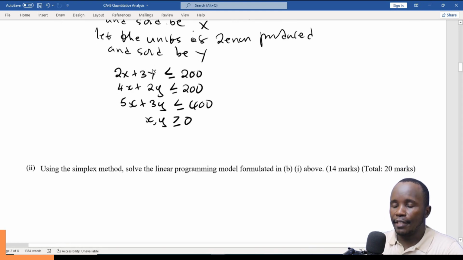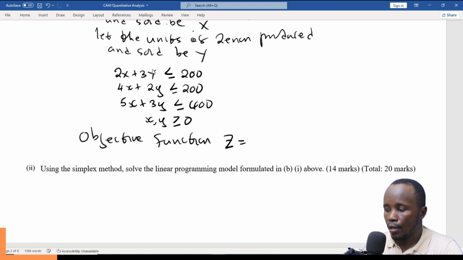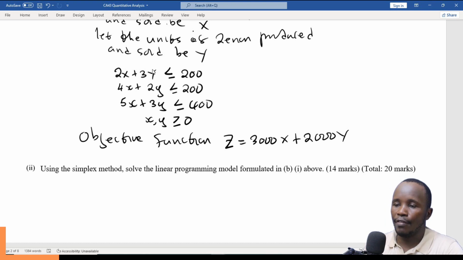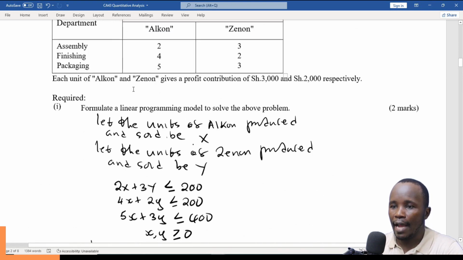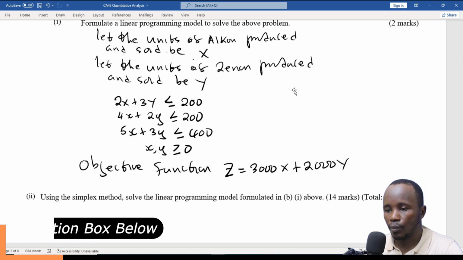And the objective function is given as z equals 3,000x plus 2,000y, because you have the contribution here. You're told that Alcon is 3,000, Xenon is 2,000 per unit. These are the contribution per unit. So that is how you are to get your full marks on formulating the linear programming model.